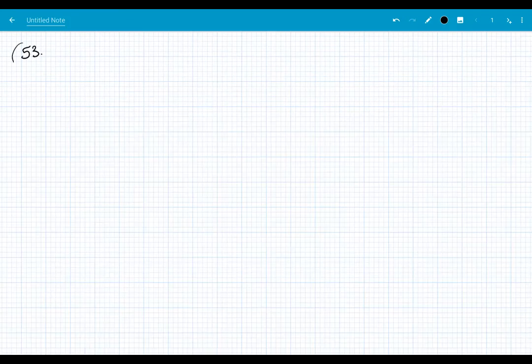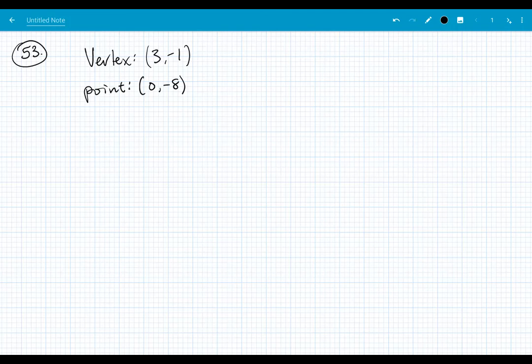53. Going to go a little faster here. So the vertex is 3, negative 1. The point is 0, negative 8. Plugging this in, I get negative 8 is equal to a times 0 minus 3 squared minus 1. That's a times negative 3 squared minus 1 equals negative 8. Negative 3 squared is 9, times a is 9a, minus 1 equals negative 8.